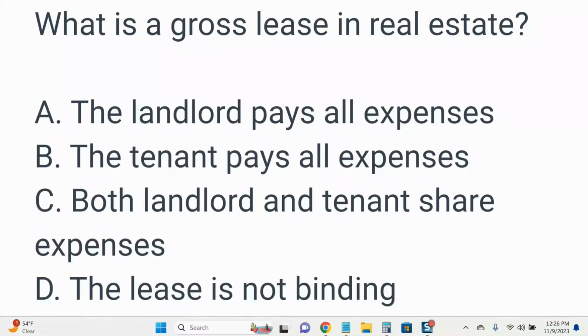Hey guys, today we are looking at types of leases, and we have 20 questions for our real estate exam. Once again, the subject is types of leases. So here's question number 1.